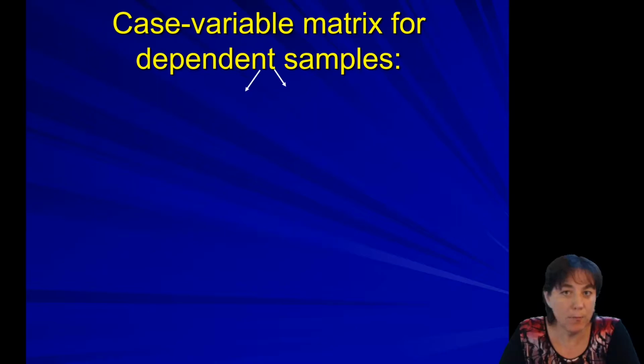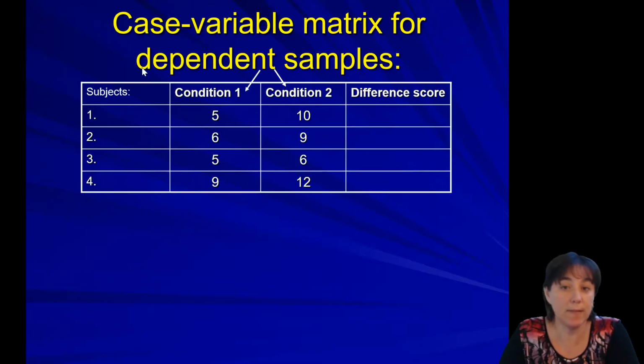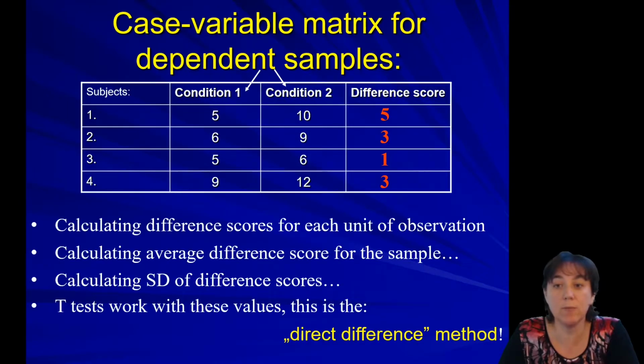How does a case variable matrix look for dependent samples? So we usually have a set of subjects and then condition 1 and condition 2 in the columns. For these conditions, we will calculate a difference score, and these are the scores here, and that's what the statistics will be based upon. Okay? So this is the direct difference method. It's not a big deal. You can do it, practice it, and the t-tests use this as the values for input.